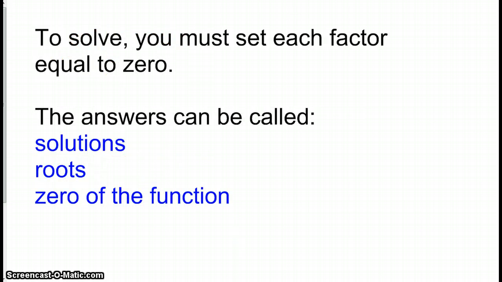To solve these equations that you factored, you have to set each factor equal to 0. We did this when we worked with greatest common factors in the previous section. The answers that you get when you set them equal to 0 could be called solutions, they could be called roots, or they could be called, for the first time in this section, the zero of the function. All those terms are interchangeable.